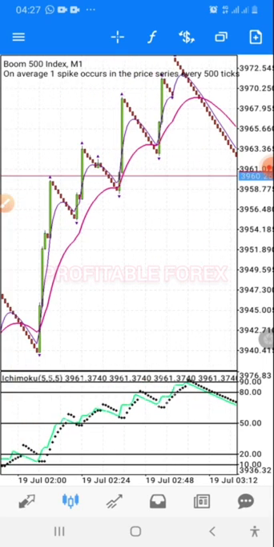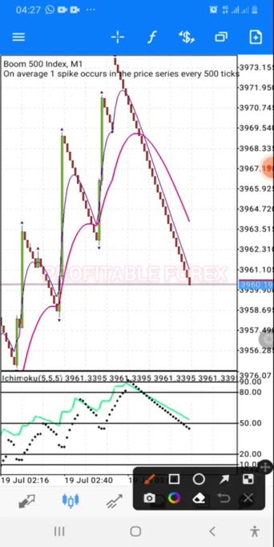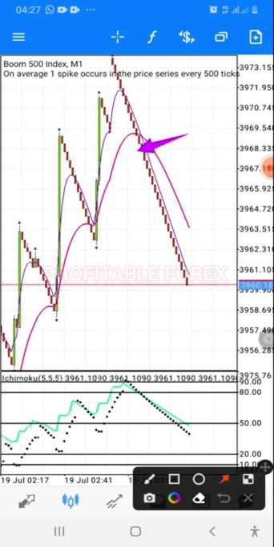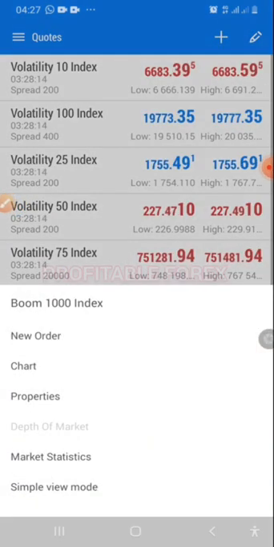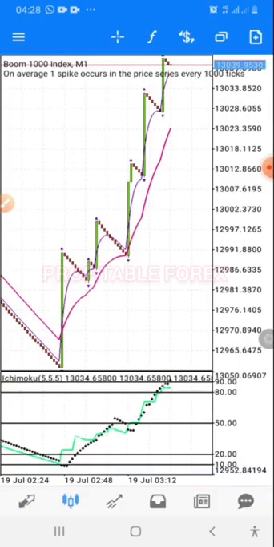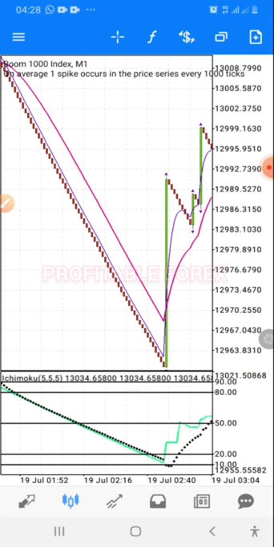So you can see a scalping opportunity was met here, and you could have entered over here and taken just 5 to 6 candlesticks and you're out of the market. So this is how to use the strategy to catch spikes and to scalp.